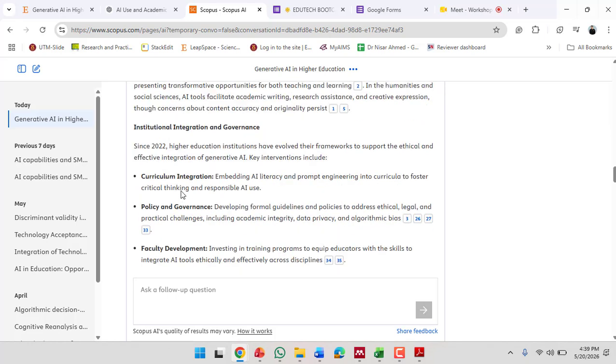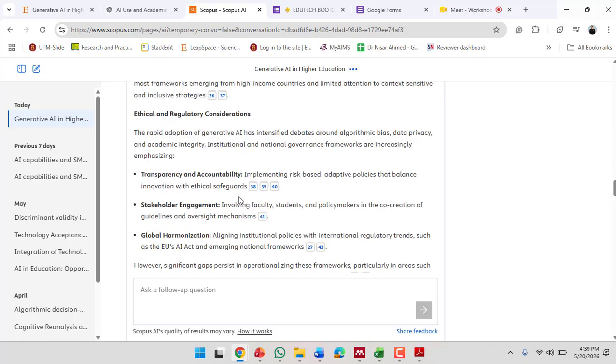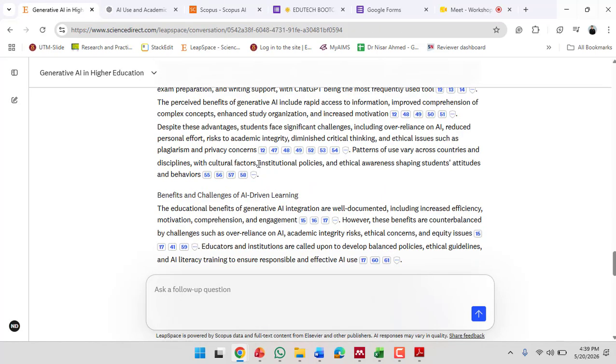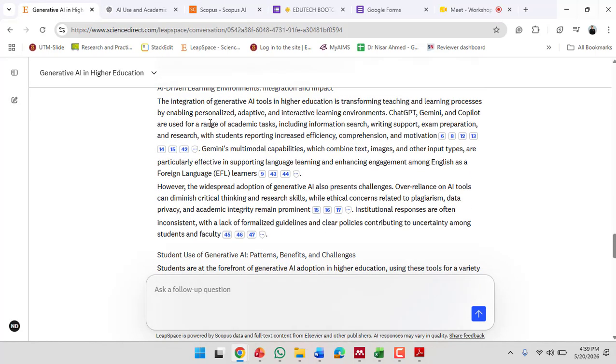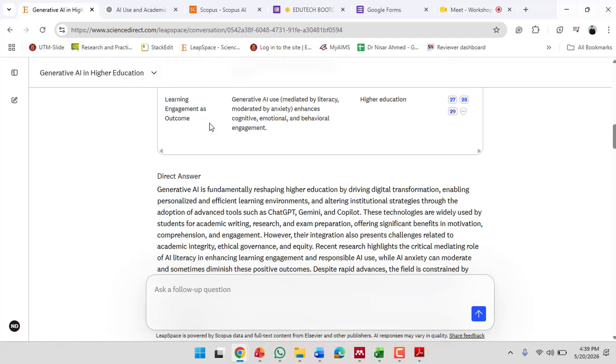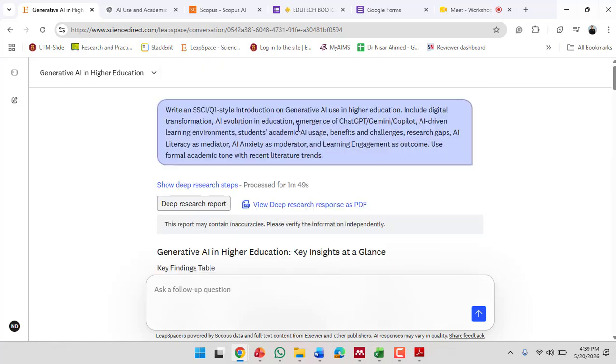Here you can find the introduction, foundational evolution of AI, and so on. References are given. Just you need to put the right references. Evolution, digital transformation, so many. So this prompt can be used. Now these are the references.